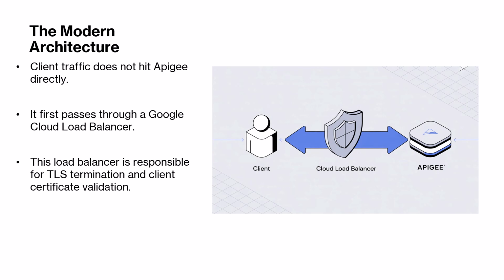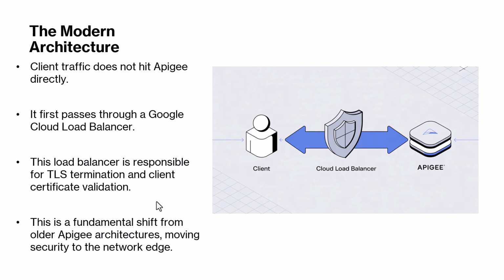And this represents a major architectural shift, moving the security function away from Apigee to the broader cloud network layer, which provides global scale and centralized control.